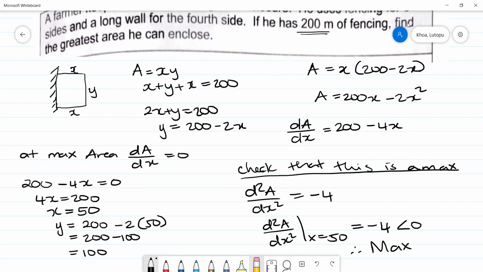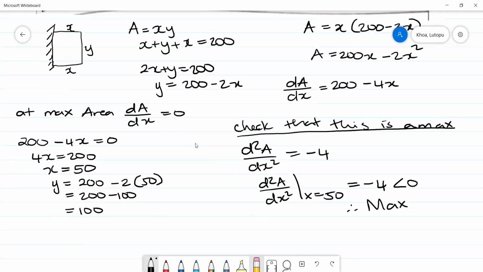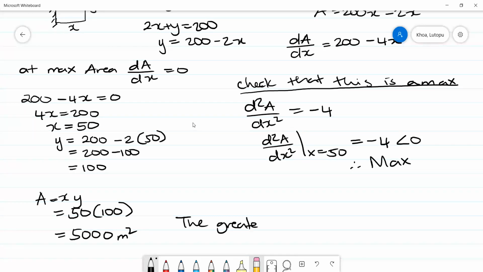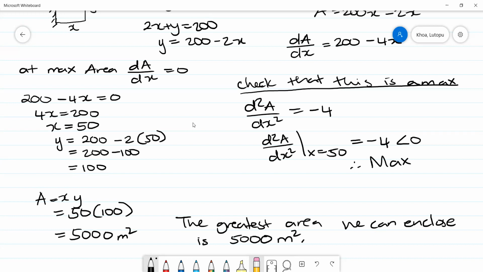Okay, and now we want to answer the question. It says find the greatest area he can enclose. So the area, we said, is x times y. We have x is 50, y is 100, and this is 5,000 meters squared. You can say the greatest area you can enclose is 5,000 meters squared.